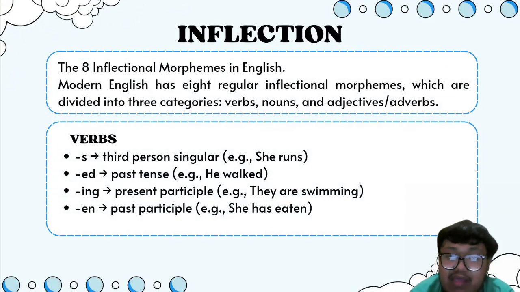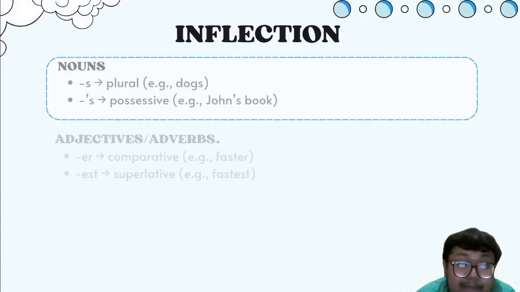And then we have eight inflectional morphemes in English, which are divided into three categories: verbs, nouns, and adjectives or adverbs. Now let's talk about the verbs. There are four types in verbs: s in third person singular, and the example is he runs; ed in past tense, and the example is he walked; ing in present participle, and the example is they are swimming; and en in past participle, and the example is she has eaten.